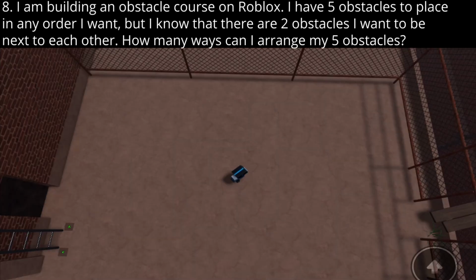This new problem says, I am building an obstacle course on Roblox. I have 5 obstacles to place in any order I want, but I know that there's 2 obstacles I want to be next to each other. How many ways can I arrange my 5 obstacles? So let's draw this out and think about how to deal with this problem. So if I just have 5 obstacles, let's just call them A, B, C, D, E for short.